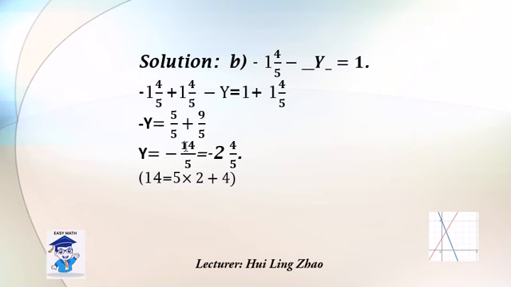And this one is the improper fraction. We have to change it into the mixed number, because 14 equals 5 times 2 plus 4. So the 2 write down in the front, and the 4 write down in the numerator. So the final answer is y equals negative 2 and 4 over 5.